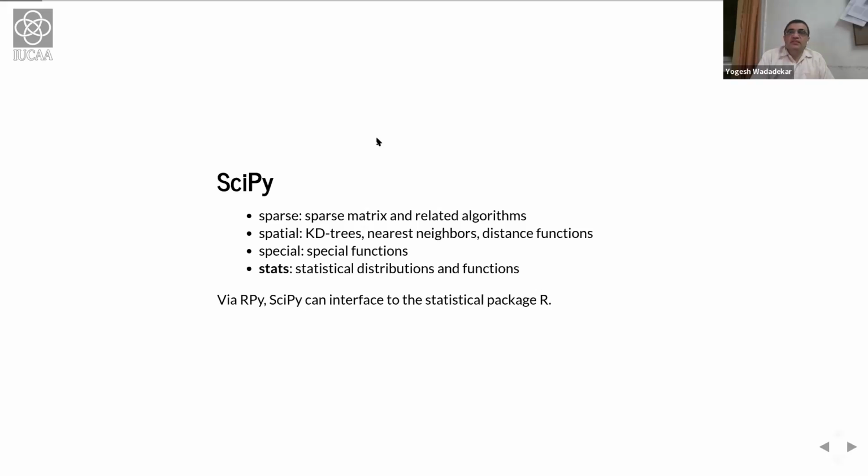If the statistical functionality within scipy.stats does not meet your requirements, then you probably need to go to R, and R being a specialized software for statistical work, it has basically everything. So via RPy, the interface module between R and Python, you can interface to R, and then you'll be able to use the statistical functionality from within the R package.